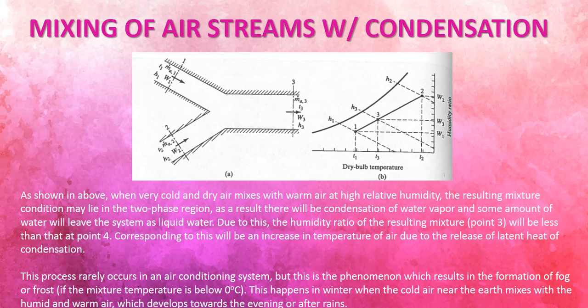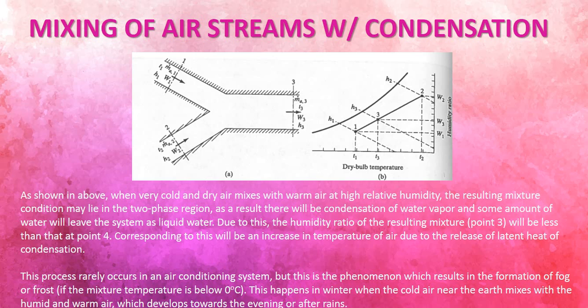Of point, in this case, class of 0.2, but greater than that of 0.1. Correspondingly to this, there will be an increase in temperature of air due to the release of latent heat of condensation. So some of the water of the warm air at high relative humidity will expect to be condensed. So in the process of condensation, there will be an increase in the energy content because of the release of this latent heat.